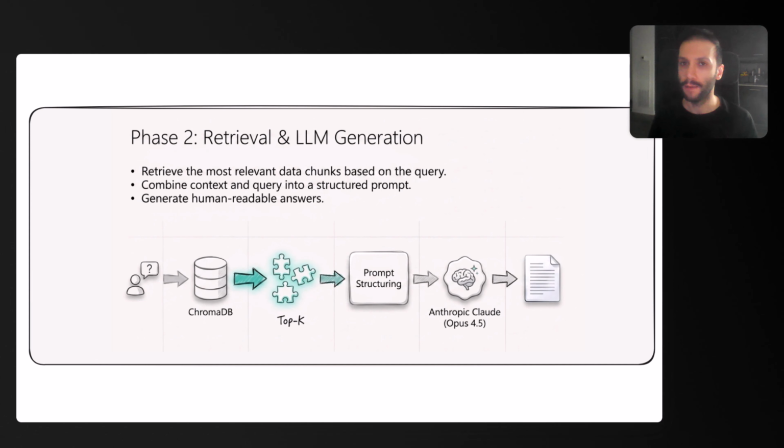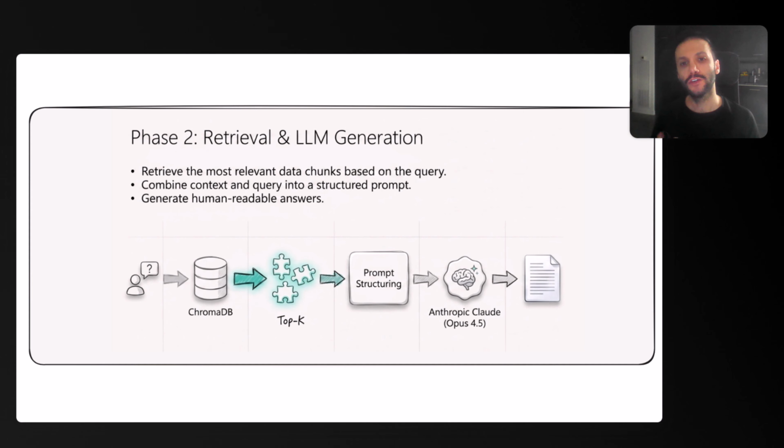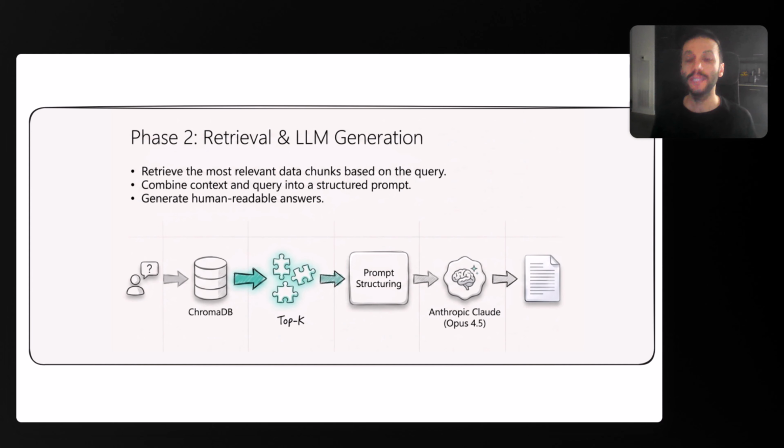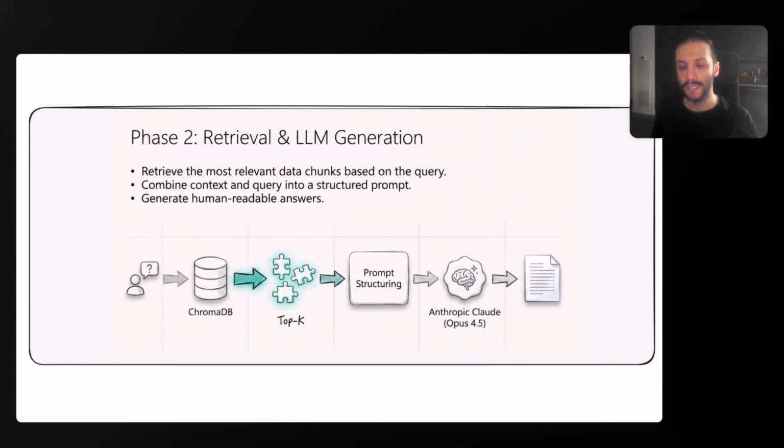Let me talk about the top K. What does top K mean here? Whenever we have a query from the user, that query goes to the vector store, which is the ChromaDB. The ChromaDB doesn't see all the vectors. Based on K nearest neighbors, it only sees the nearest vectors to that embedded query.